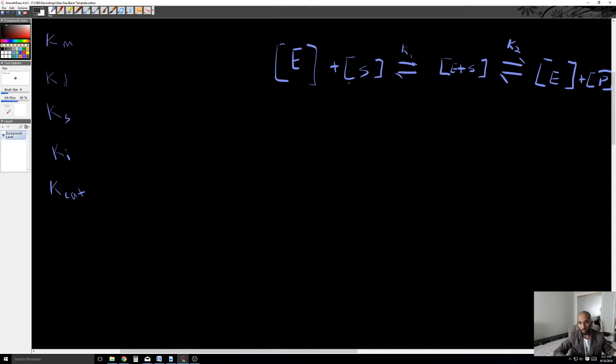So to get started, we have this problem set, and in the first question and in the next couple of questions, you'll be exposed to all sorts of Ks, which are equilibrium constants, just like we've been seeing since Gen Chem 2. So we have a couple on the screen here. We're going to go through them. We have Km, Kd, Ks, Ki, Kcat, K1, K2, K negative 1. So we have a lot of these things.